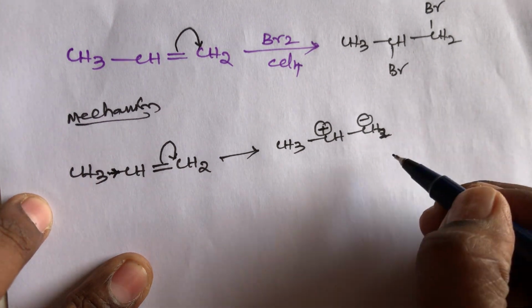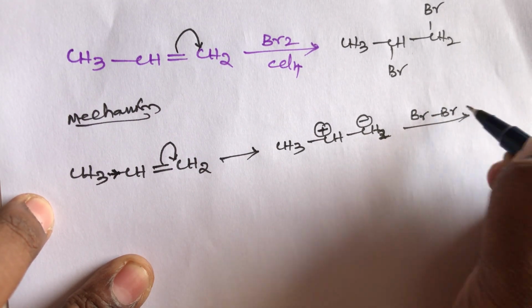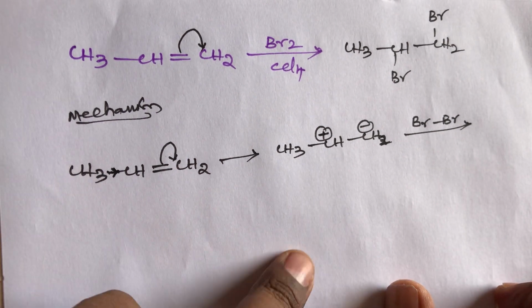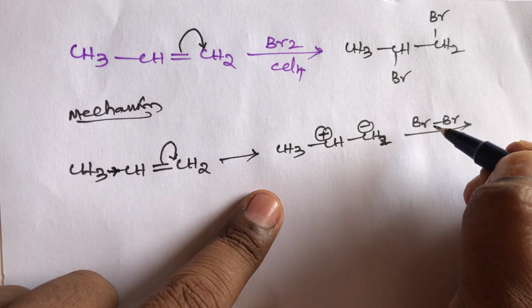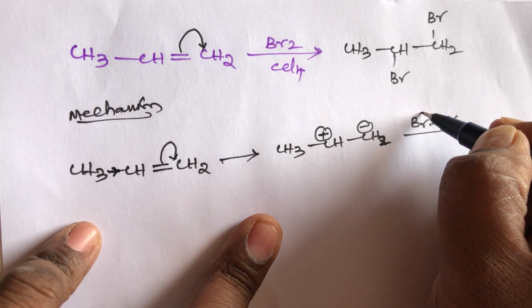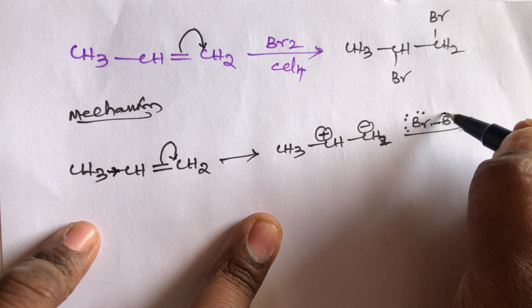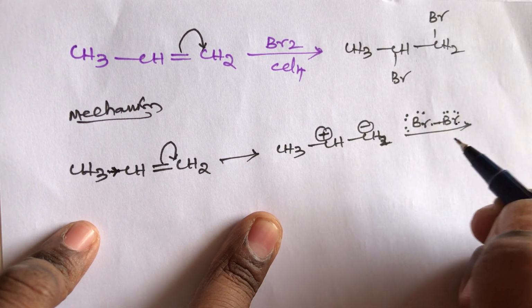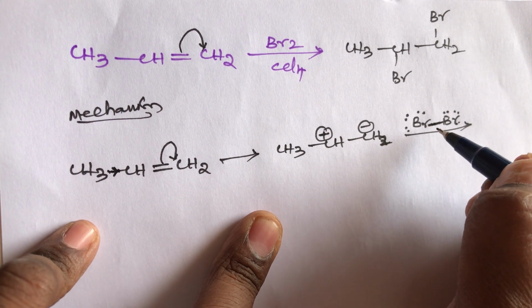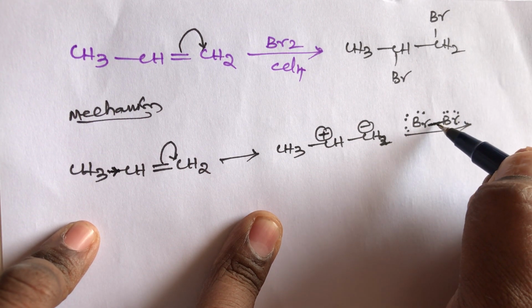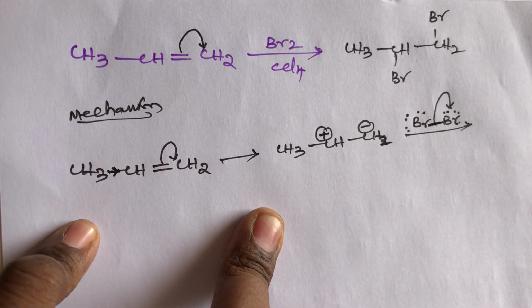Then after that, two bromines are there, Br Br, with a single bond between them, and each bromine has 7 electrons. Why? Because bromine belongs to the 7th group, it contains 7 electrons. So one bromine has 7 electrons, and this bromine also has 7 electrons. The single bond has 2 electrons, and these 2 electrons transfer completely to only one side.